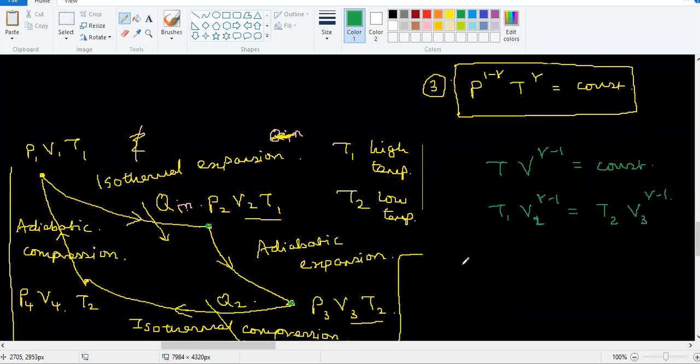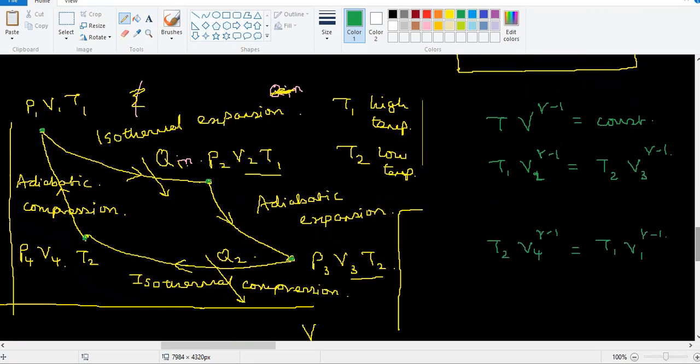Okay. Similarly, if I go to this one, I'm moving from this point to this point. That means I'm going to write T2 V4^(γ-1) is equal to T1 V1^(γ-1). I'm going to write this because I'm interested in finding V2 by V1. So I'm going to rewrite this way: T1 V1^(γ-1) is equal to T2 V4^(γ-1).